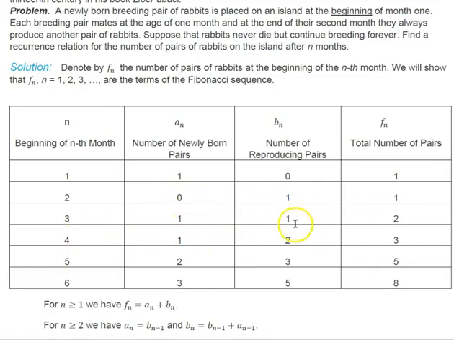Month 4. In the previous month we have 1 reproducing pair, so we will have 1 newborn pair in the next month. In the previous month we have 1 newly born pair, it becomes a breeding pair, and this breeding pair remains breeding. So 1 plus 1 is 2 reproducing pairs. The total number of pairs is 3. And we fill out the next 2 rows similarly.